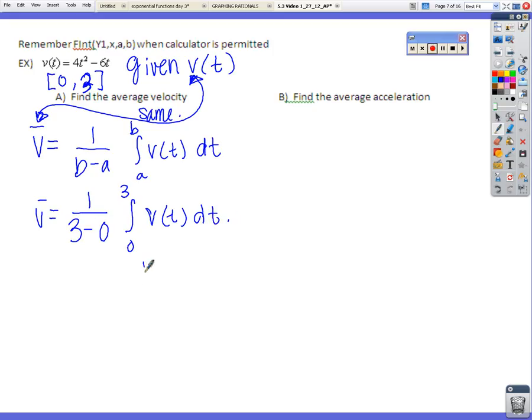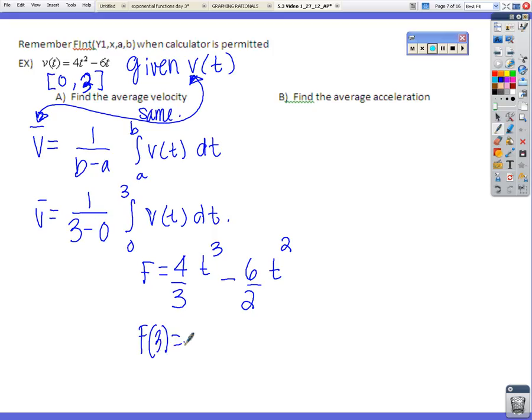So what do I need to do? Find the antiderivative of the original function, which is 4t squared. So that would be 4t cubed, raise it by 1, divide by 3, minus 6t, raise it by 1, divide by that same power. And then I would need to find f of 0 and f of 3. But I'm going to actually go from b to a, so everything's kind of in a nice order.